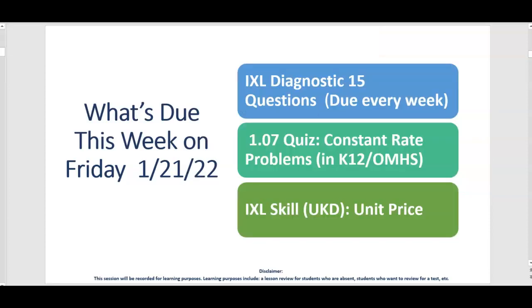Assignments due this week. Three of them. Read it and weep. Read it and joy. Read it and just fill yourself with joy.